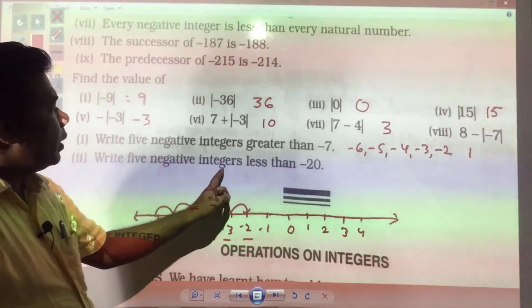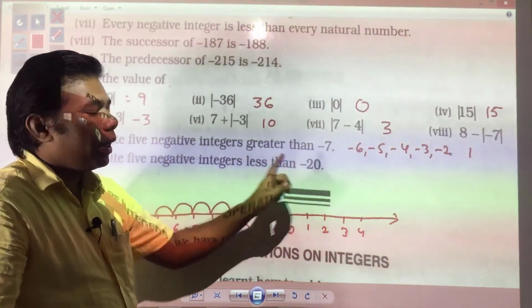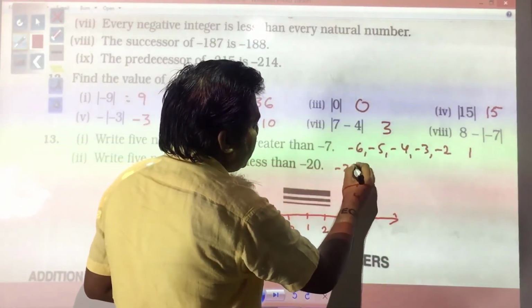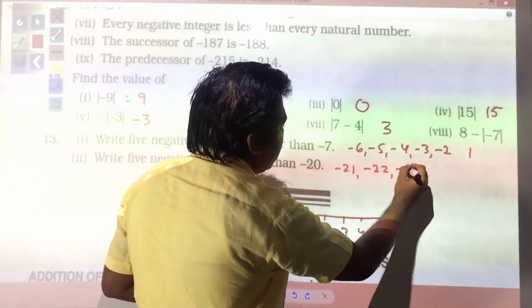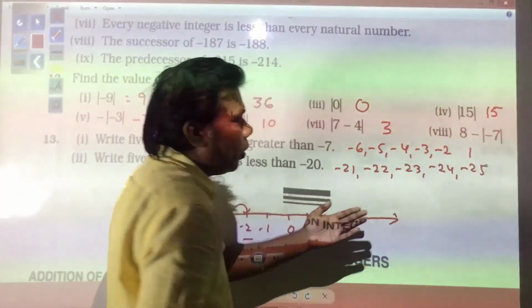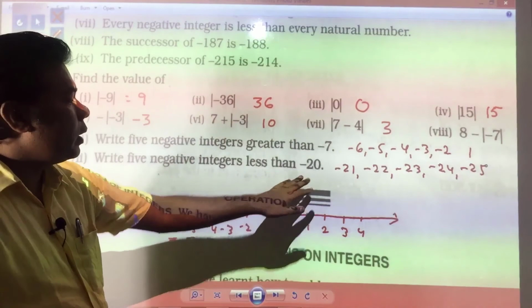Write 5 negative integers less than minus 20. Less than minus 20 will be minus 21, minus 22, minus 23, minus 24 and minus 25. These all will be less than minus 20.